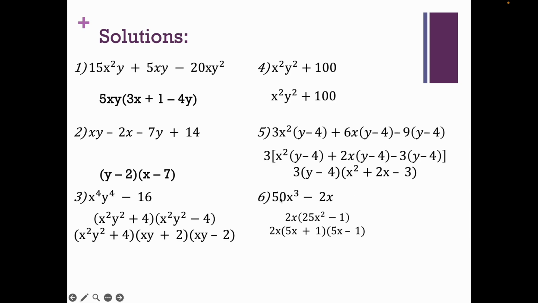And finally, for question number 6, there was a common factor between these 2 terms, which was 2x. If I divide both terms by 2x, I get 25x squared minus 1, which just so happens to be a beautiful difference of squares. So I'm going to square root my 25x squared to give me 5x. I'm going to square root my 1 to give me 1. I'm going to put them each in its own bracket. In between both of them, I'm going to put a plus and a minus.